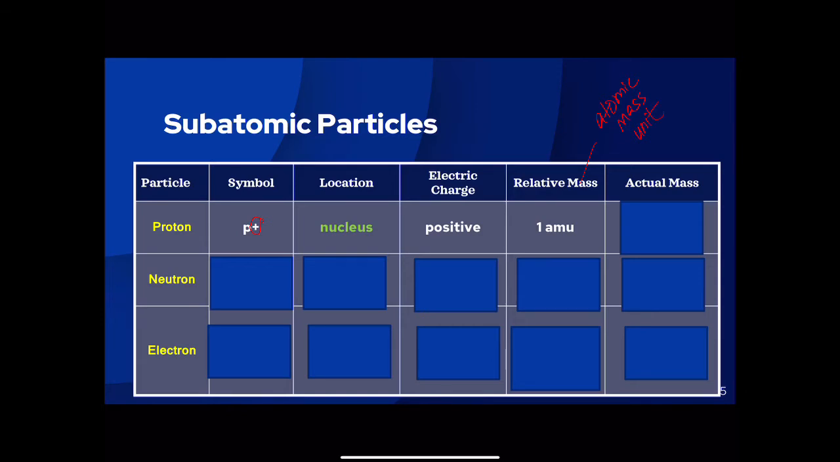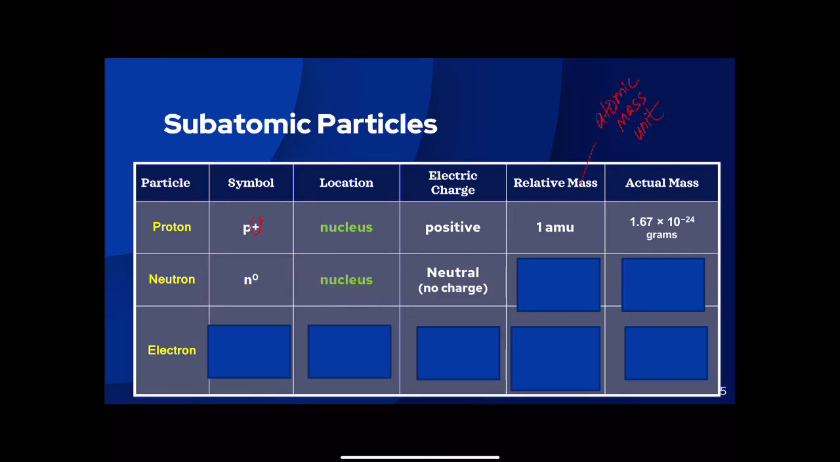This unit was designed to simplify explaining the size of a proton, because the actual mass of a proton is 1.67 times 10 to the negative 24 grams. And you can see that this value is quite small and probably inconvenient to write and commit to memory. So we have simplified the idea of the mass of these subatomic particles by creating a unit known as atomic mass units. The neutron symbol is a lowercase n with a 0 because it has no charge.